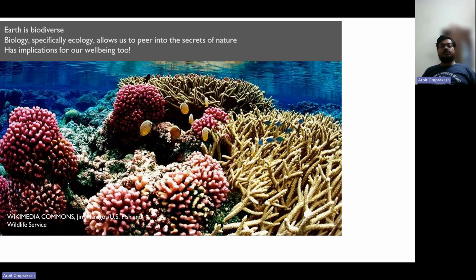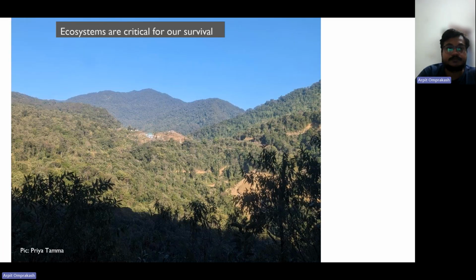As you all know, the Earth is biodiverse. It has a lot of diversity, a lot of different kinds of flora and fauna. Biology, specifically ecology, allows us to look at these secrets of nature, and it also has a lot of different well-being implications for us and the whole planet. Right. So ecosystems are critical for our survival.